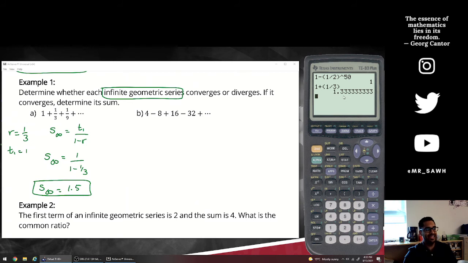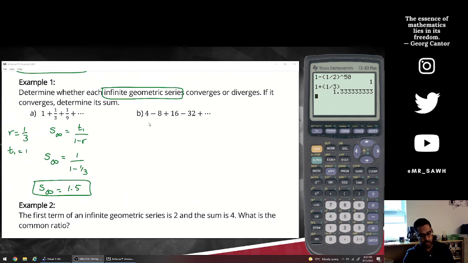If you keep adding in little pieces over and over and over, 1/9, 1/27, 1/81, and you keep going, eventually you're going to get closer and closer and closer to 1.5. Okay, that's what this is trying to say. It will converge. It'll converge to this value. If you keep adding infinite terms to this, 1.5 is your best number it will make.